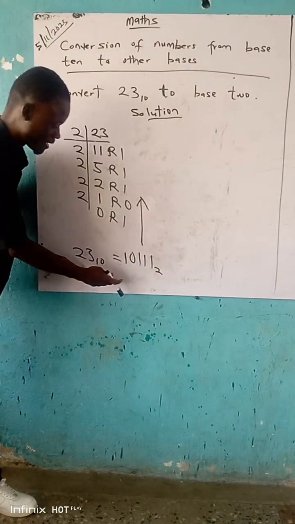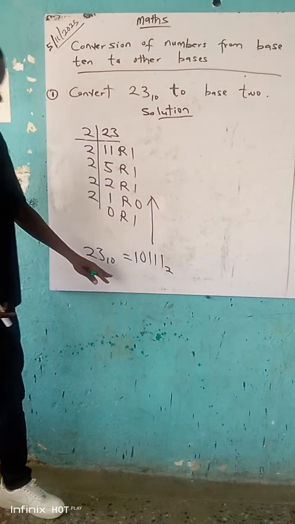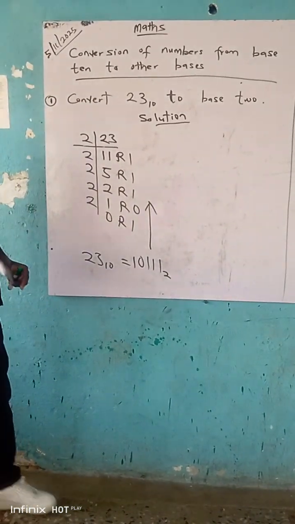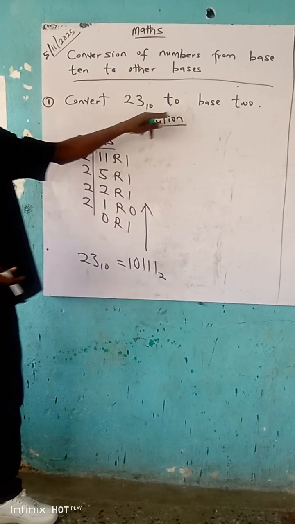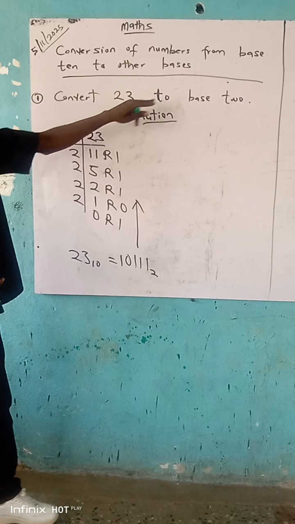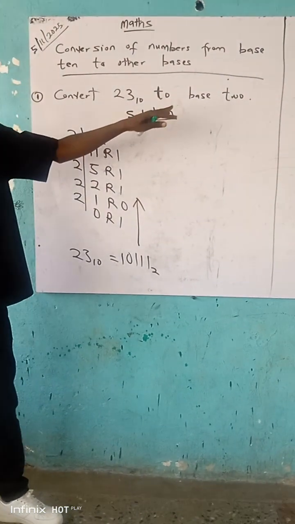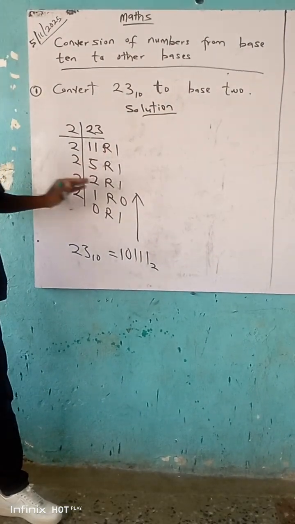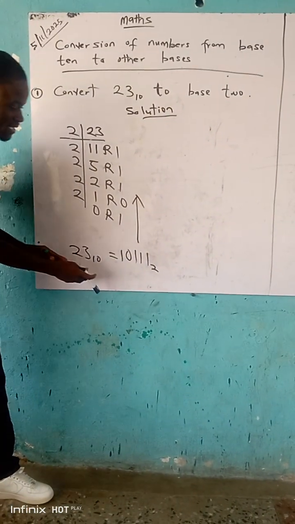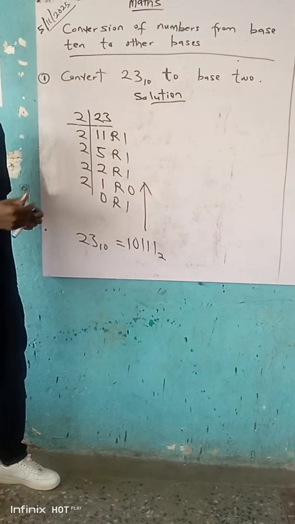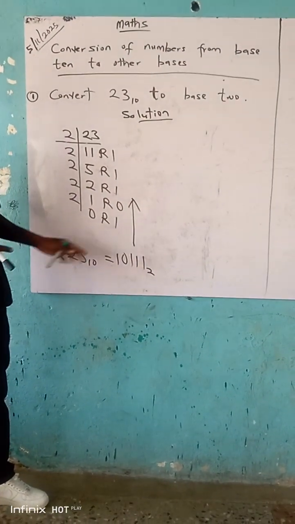So this is the end of our conversion. We have converted from base 10 to base 2. If you are given any number in base 10 to convert to base 4, or base 3, or base 5, or any base at all, you follow these steps like this and arrive at your answer. Pick your answer from bottom to top, and that's the end of our conversion.